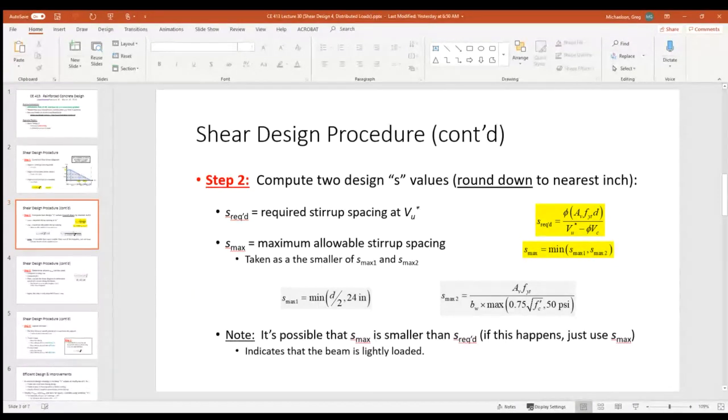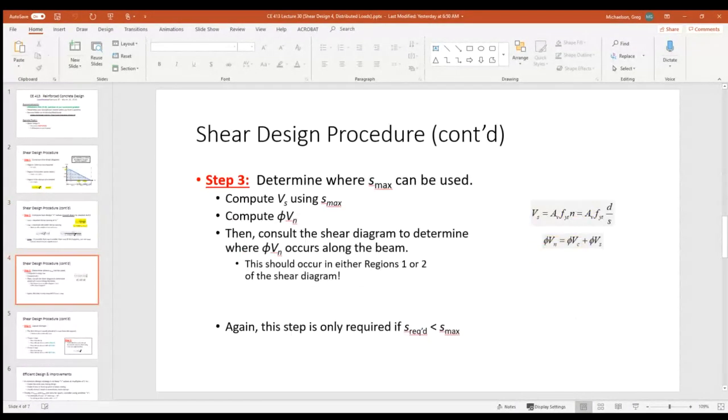So there's that. Now, let's assume that S required is smaller than S max, which is a very typical scenario. That's going to be typical with our problem here. This step would only be required if S required is smaller than S max, but what you need to do is determine when you can begin using S max. So you'll compute the shear capacity using S max. You start off by computing Vs and then you compute phi Vn. And then you consult the shear diagram, those equations that you derived for the shear diagram, to figure out where that value occurs along the shear diagram.